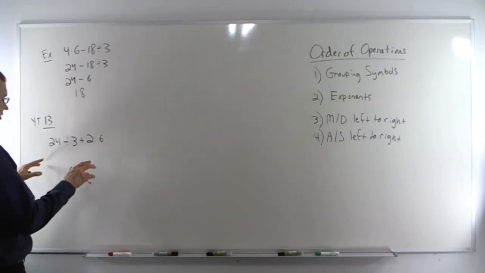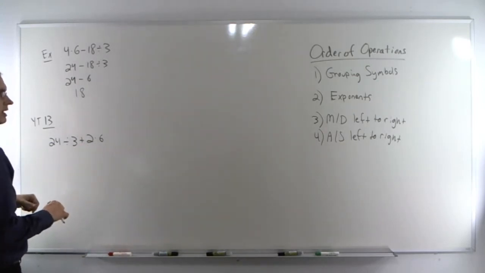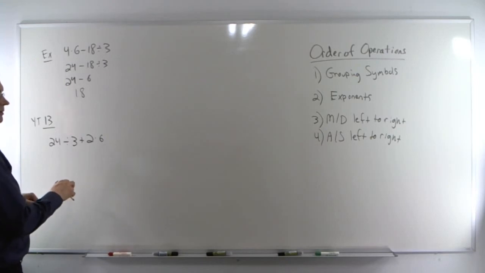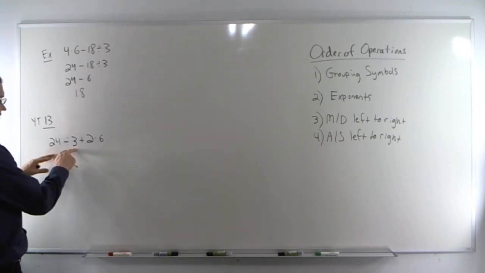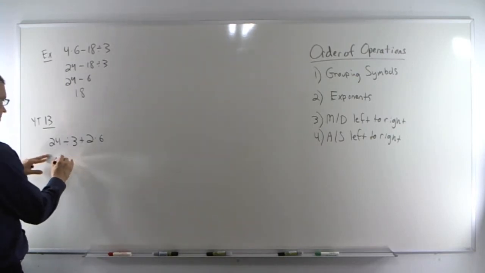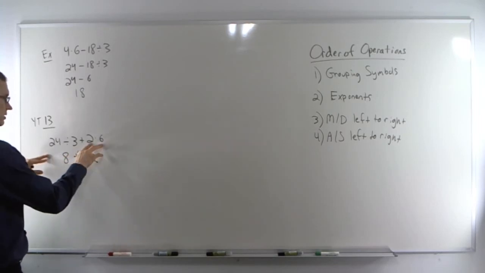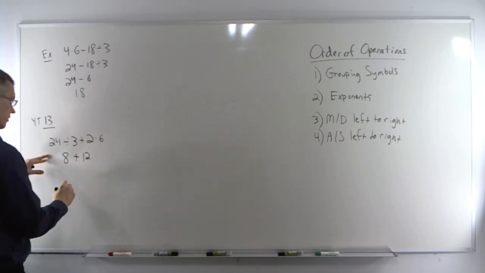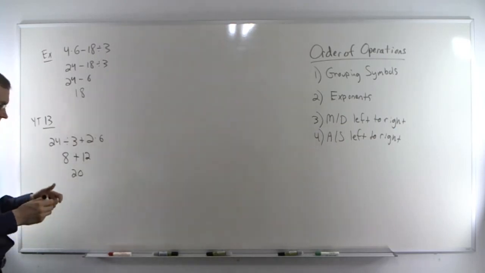So for this one, I am going to use the shortcut. I'm going to do those first 2 steps at the same time. So we have multiplication, division, left to right. 24 divided by 3 is 8, plus 2 times 6 is 12, add them together, and we get 20.